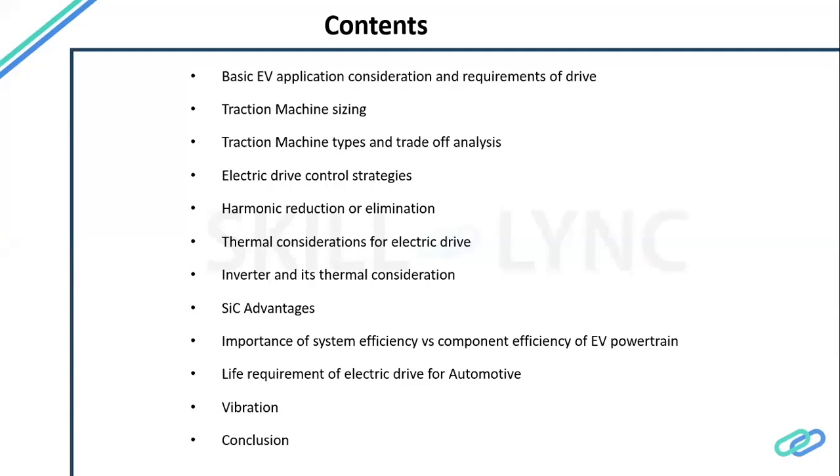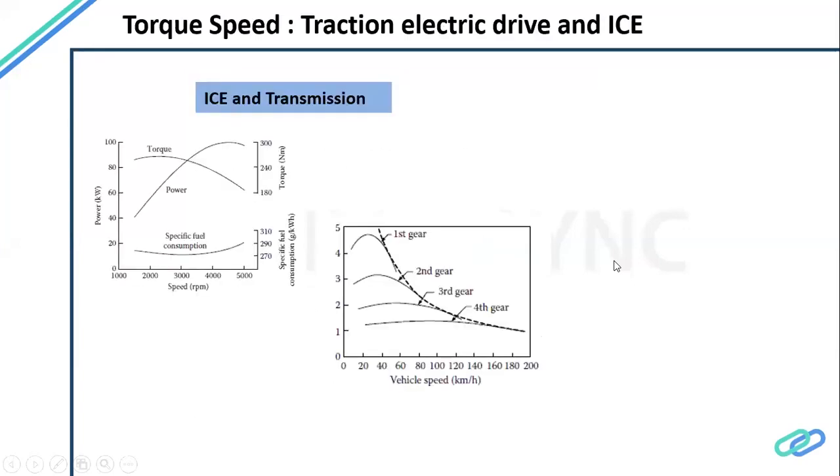These are the generic contents covering various aspects like sizing, thermal consideration, harmonics, some trends in the industry, vibration, and some mechanical issues. The content by and large covers various aspects, and we will go through the first aspect, which we call the requirement. The first requirement for any vehicle is the torque speed curve.